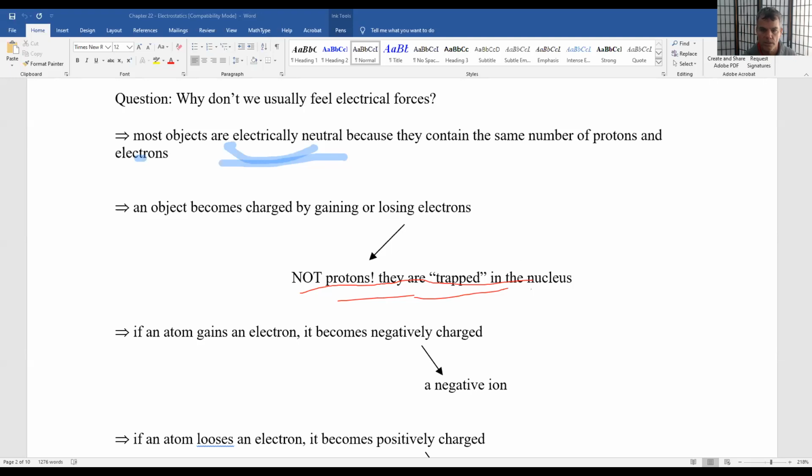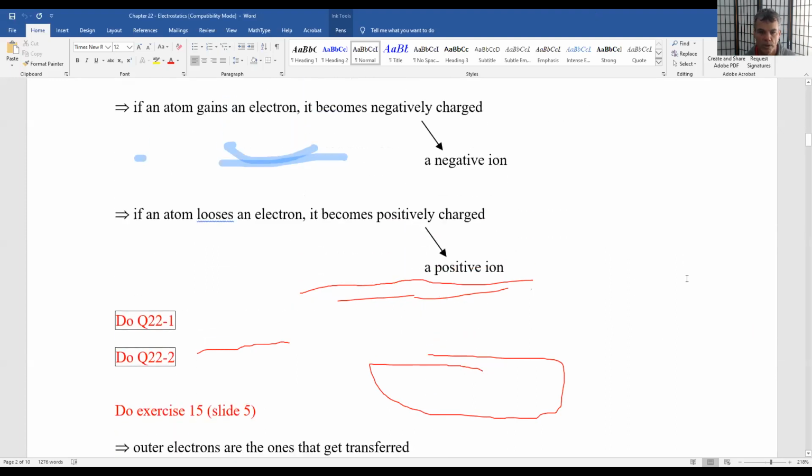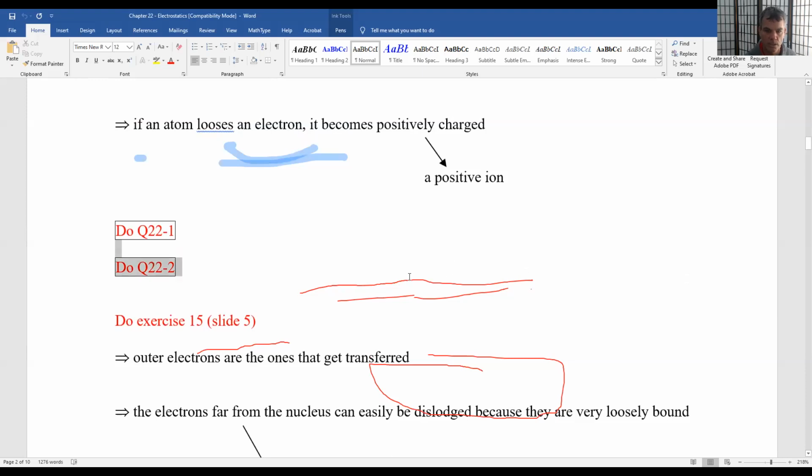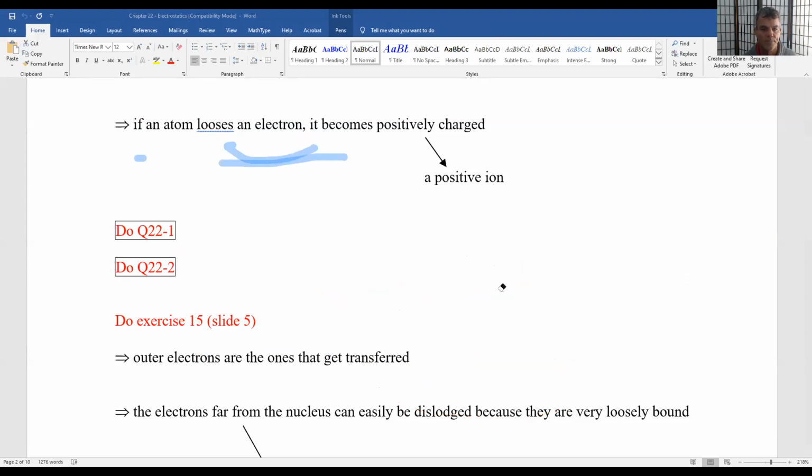If an atom gains an electron, it becomes negatively charged. We call that a negative ion. And let me stop there. I guess I need to erase this annotation then. Still learning this. Okay, so getting to the mouse again.